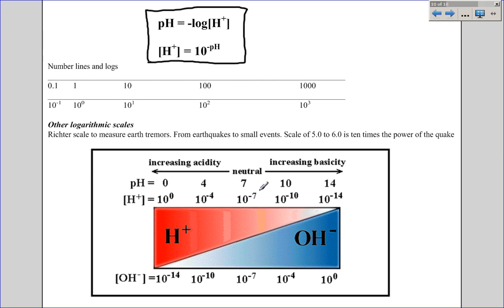This diagram here gives you a nice visual of the changing concentration of H+ as we change the pH. So we're going from a pH of 0 across to 14. The concentration of H+, written as 10 to the power of the negative pH, so 10 to the 0, 10 to the negative 4. As you can see, as the pH increases, the concentration of the H+ decreases drastically.